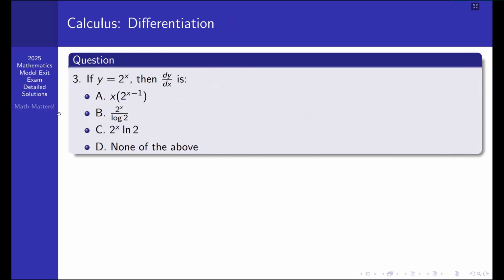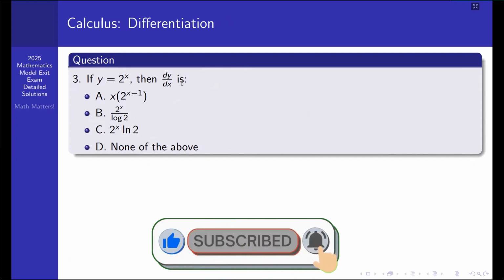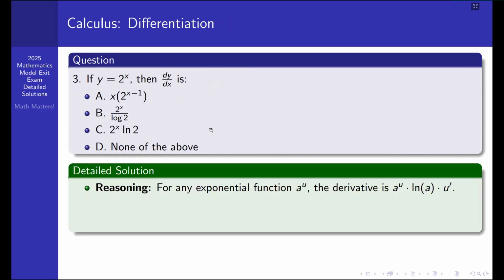Question number 3. We have, if y is equal to 2 to the power of x, then dy by dx is blank. That's the derivative of y with respect to x. And the alternatives are here. So let us find directly the derivative of the given function. For any exponential function, we have to know this one, that's simply the function a to the power of u. The derivative is a to the power of u, that is the function itself, multiplied by ln of the base, that's simply ln a, times the derivative of u, u prime, which is just the chain rule.